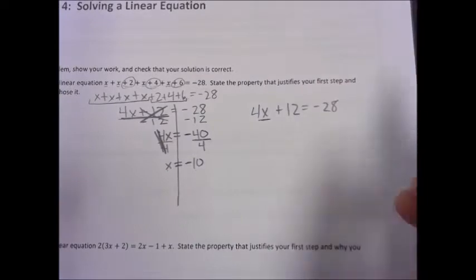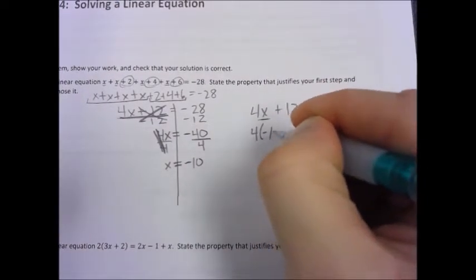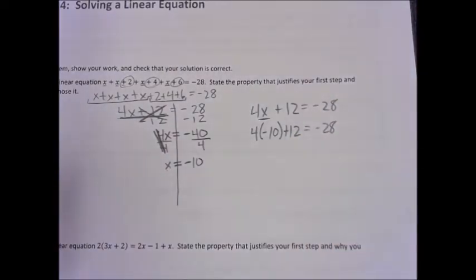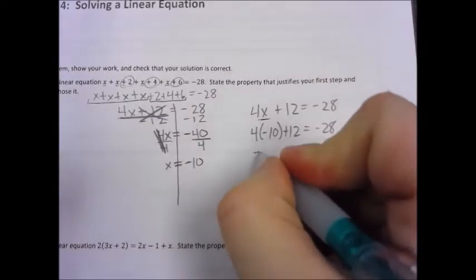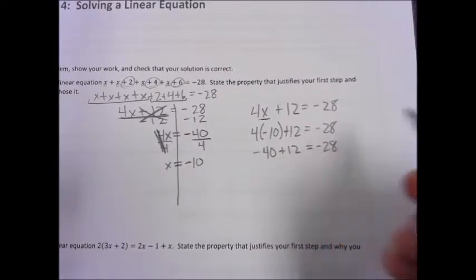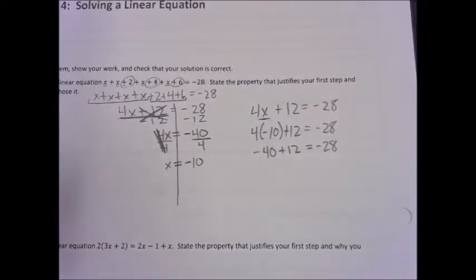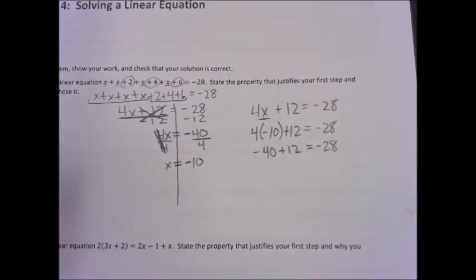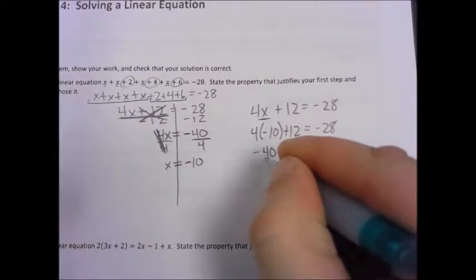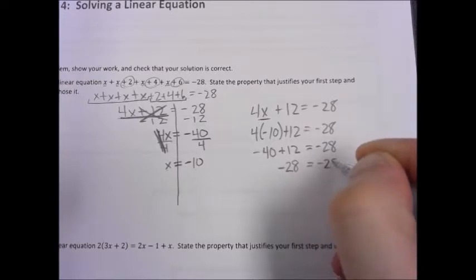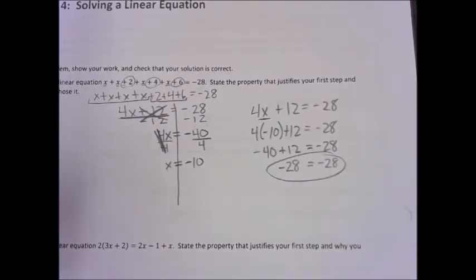So 4 times negative 10 plus 12 equals negative 28. Now 4 times negative 10 is negative 40 plus 12, and that equals negative 28. And again, negative 40 plus 12 means I'm going to be getting closer to 0. That negative 40 plus 12 is equal to negative 28, which equals negative 28. So therefore it is a true statement, and x does equal negative 10.